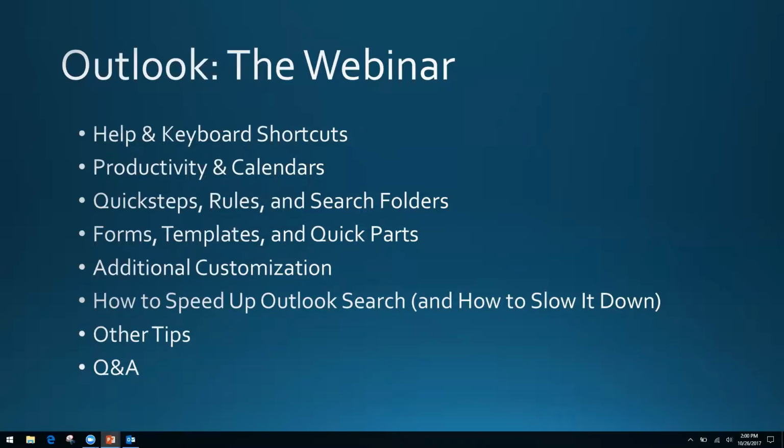We're going to go over productivity and calendars, quick steps, rules, and search folders, forms, templates, and quick parts. We're going to look at some additional customization options, going to look at how to speed up Outlook search and how to slow it down. We're going to touch on some other tips that don't quite fall into the categories above. And then after everything is said and done, we will take your questions.